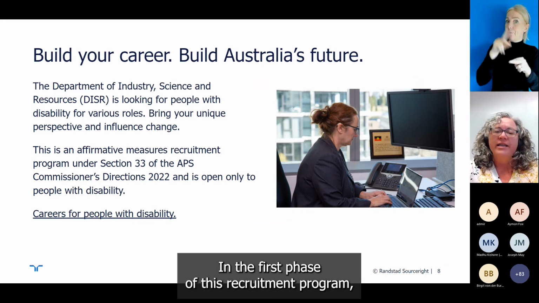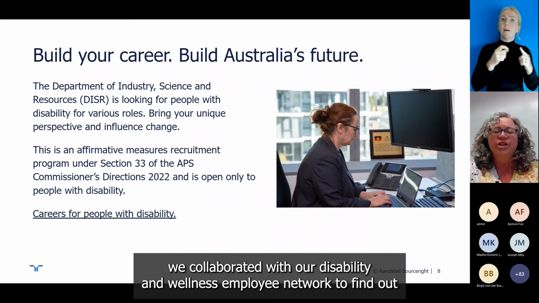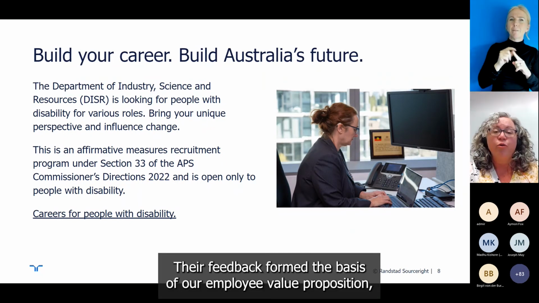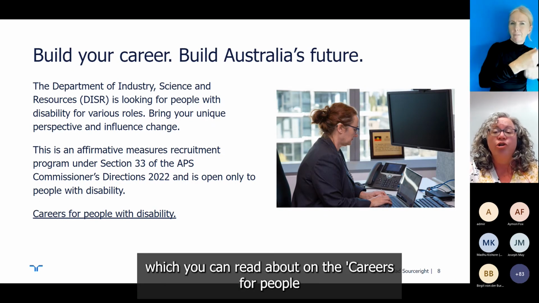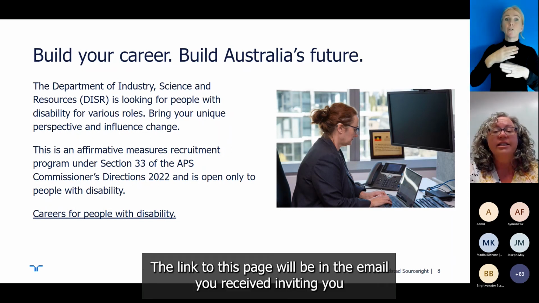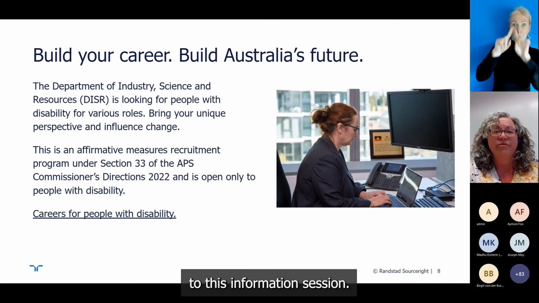In the first phase of this recruitment program, we collaborated with our Disability and Wellness Employee Network to find out exactly what makes our department a great place to work. Their feedback formed the basis of our employee value proposition, which you can read about on the Careers for People with Disability page of our website. The link to this page will be in the email you received inviting you to this information session.